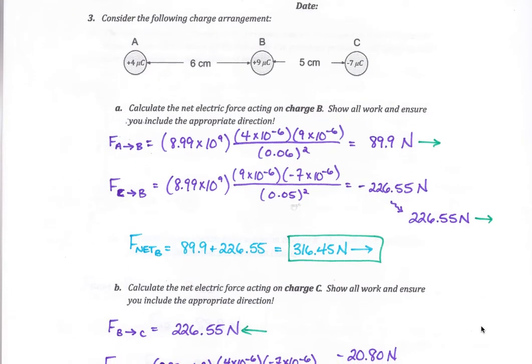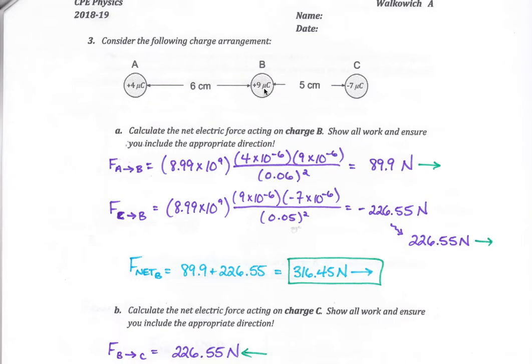For number 3, we're asked to find the net force on charge B as well as on charge C. The important thing to notice is that charge B is here, which means A is acting on it, and C is acting on it. So we have to look at those independently. First, I'll look at the force of A acting on B. I will just plug it into Coulomb's law, K times the Q for A, the Q for B, divided by the distance between them in meters squared, and that gets me 89.8 newtons.